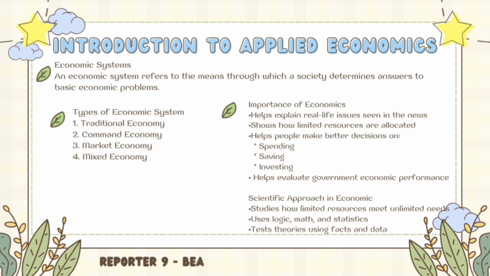And lastly, mixed economy. A mixed economy is an economic system that combines elements of market, command, and traditional economies. In a mixed economy, one system usually dominates, most often the market system. Consumers and producers make most decisions freely, but the government steps in when necessary. The government may intervene through taxes, subsidies, regulation, or public service to protect consumers, workers, and the environment.